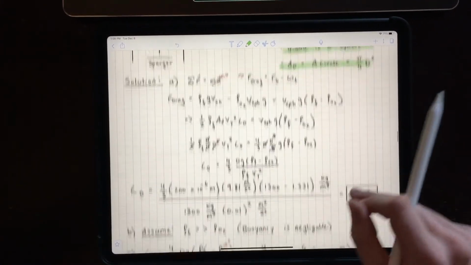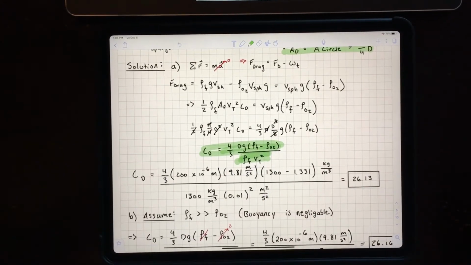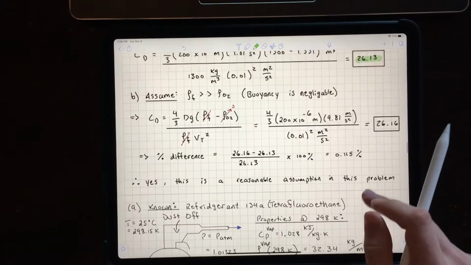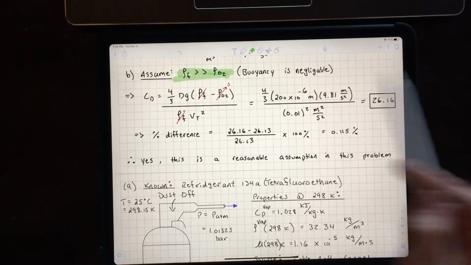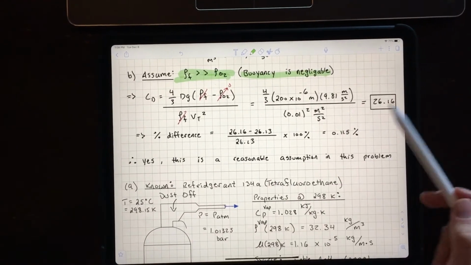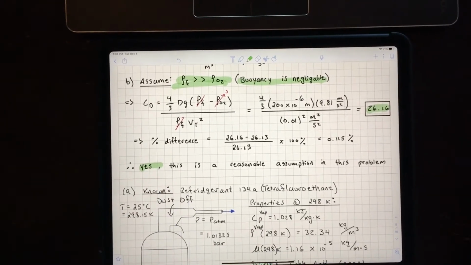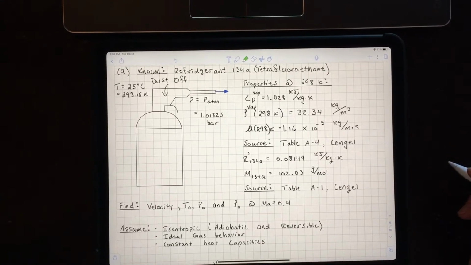In this problem, we're going to derive the equation for the drag coefficient, CD, using a force balance, then use our known values to get a number. In part B, if we assume that the density of the fluid is much, much greater than that of the gas, so buoyancy is negligible, we see that the value is very close, so yes, this would be a reasonable assumption in this problem.